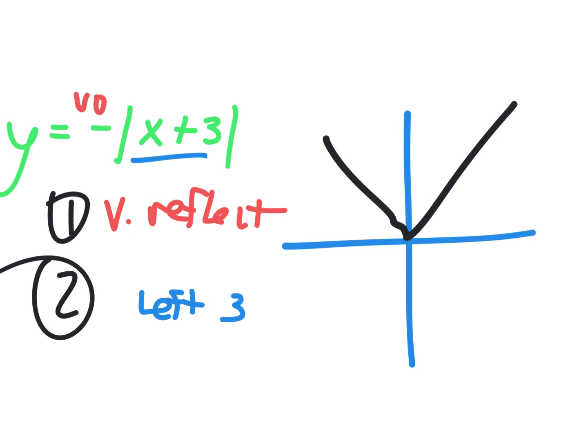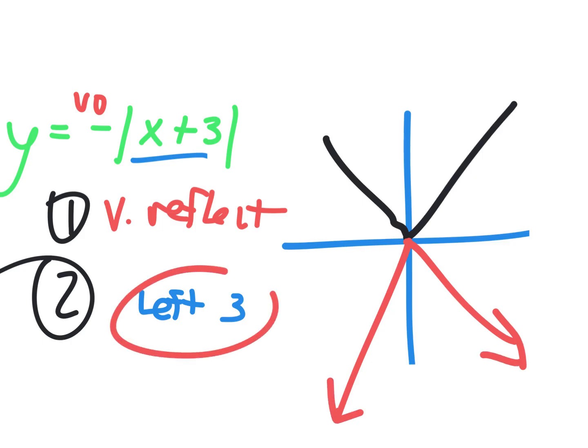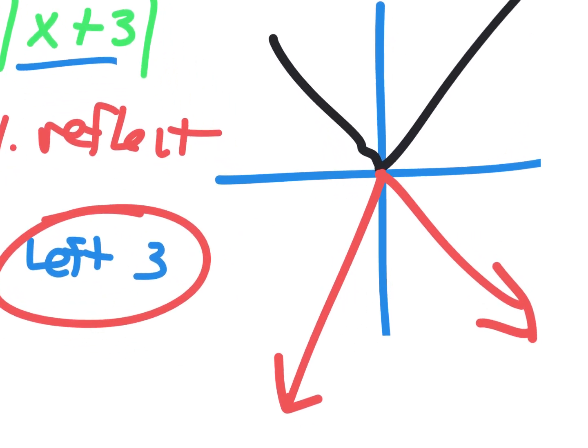Yeah. All right. Here's the vertical reflect. It's an upside down V now. And then it's left 3. Final answer is this green one. It's an upside down V, moved to the left 3. Raise your hand if you had it right.